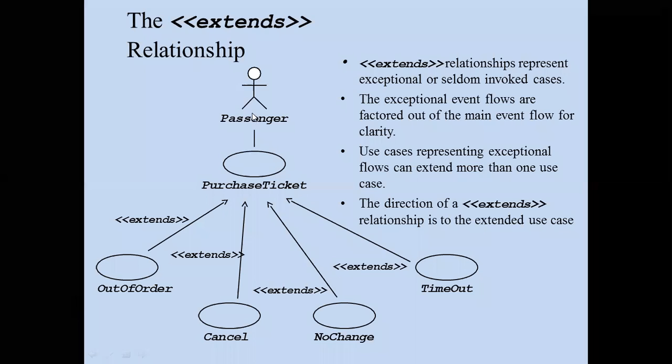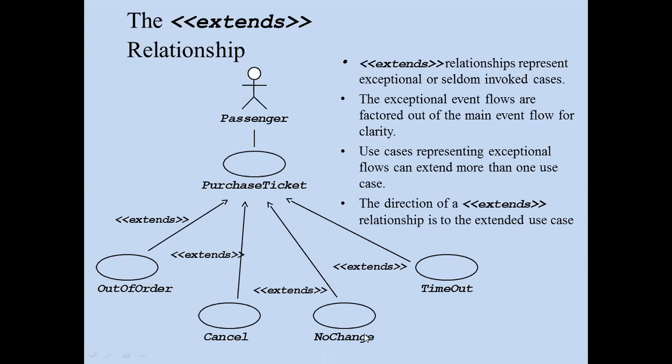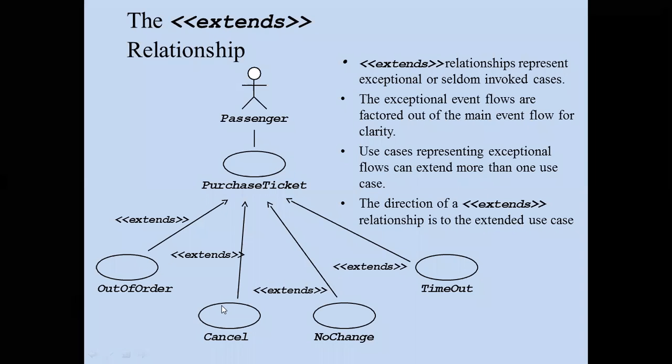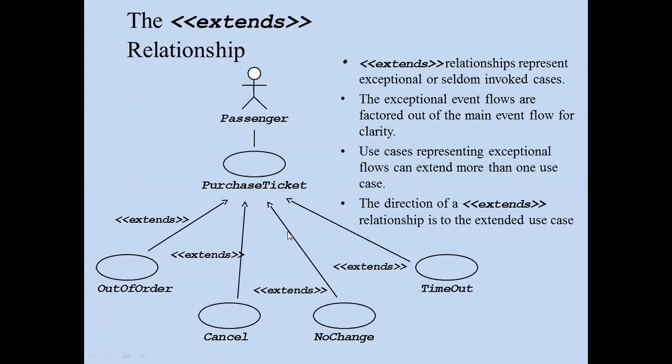Passenger has to purchase the ticket. This is the use case, and under it there are several use cases: out of order, cancel, no change, timeout. These use cases are extended from the purchase ticket use case. That is, purchase ticket may include out of order, the ticket may be out of order, it may be cancel, or no change, or timeout. Okay, these are the relationships.